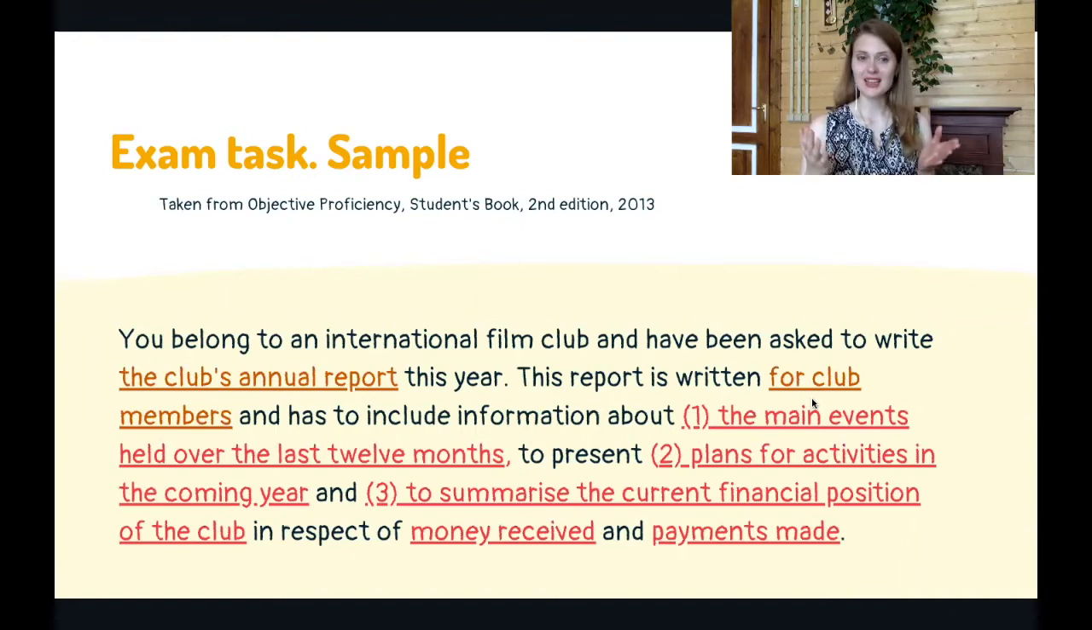So, as you understand, you're a member of an international film club and you have to write the club's annual report. Your audience are your club members and you have to inform these people about three things. First, you have to talk about the main events that took place over the last 12 months. Then you will talk about the present plans for activities in the coming year, and you will also talk about the financial situation, about money received, money spent, and whatnot. So you have to invent all of this information and they will help you do that. So now let's look at each section in particular.